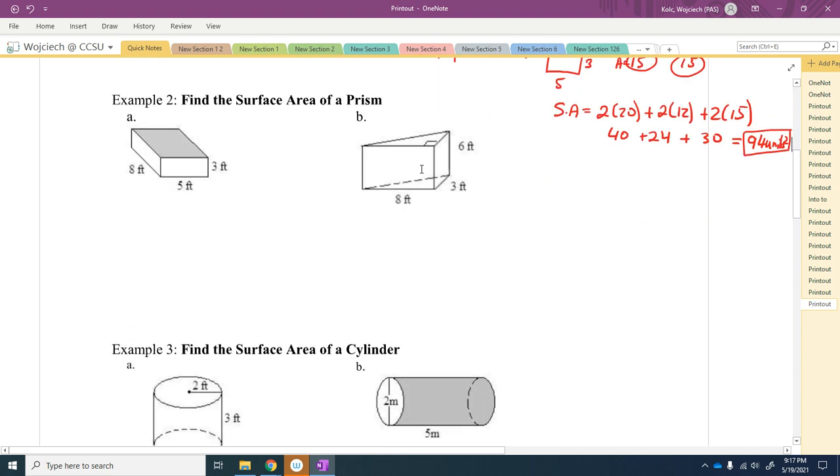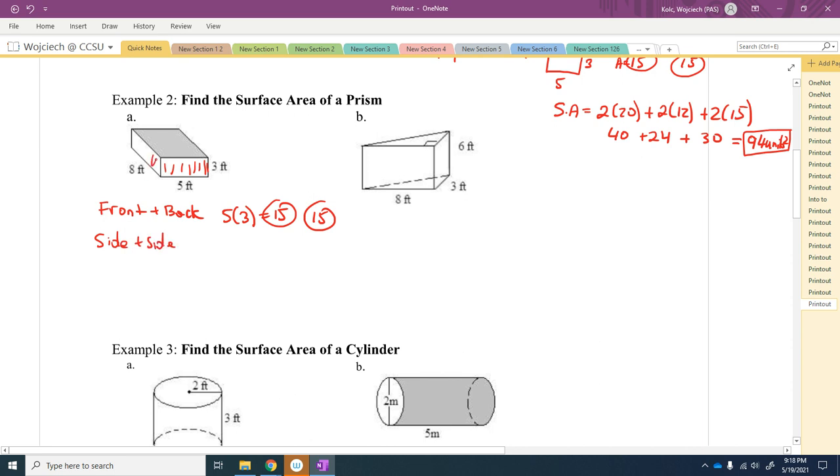So example number 2, example A is just a rectangular prism, again a box. So let me just follow the technique I showed you. Front plus back. If you imagine this is your front, this will be 5 times 3, which is 15, but the back is also 15. So the area of the front wall is 15 square feet, and the area of the back wall is also 15 square feet.